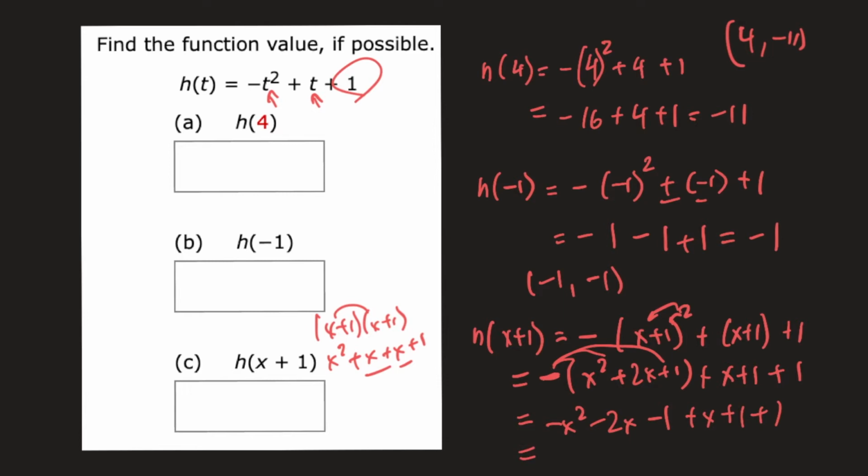Negative x squared does not get combined with anything, it's just there by itself. Therefore I have negative x squared, and negative 2x and positive x will be put together. Therefore I have negative x. Negative 1 plus 1 will go away, leaving me with plus 1. And that is my answer.